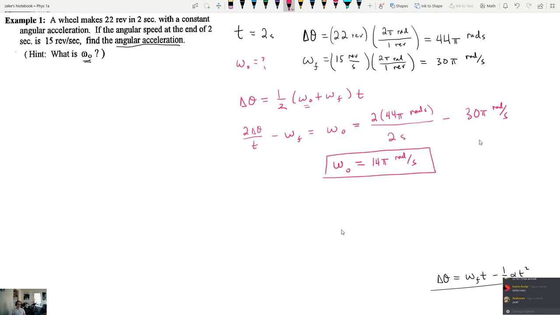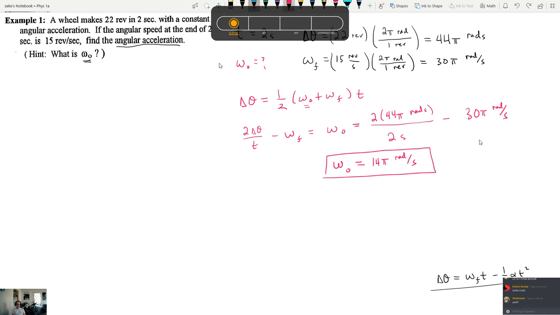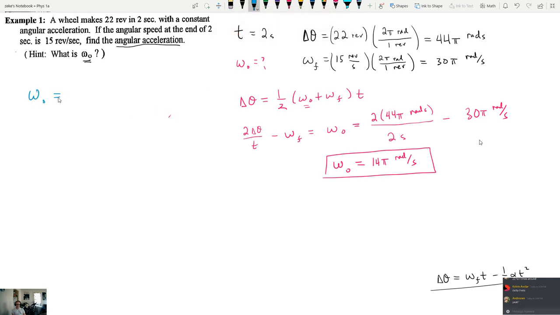Which we can then use in the equation I wrote up here a second ago. Wait a minute. I clicked on the blue thing. There it goes. Omega final is equal to omega initial plus alpha times t. Solving for alpha, we're going to get omega final minus omega initial divided by t equals alpha.